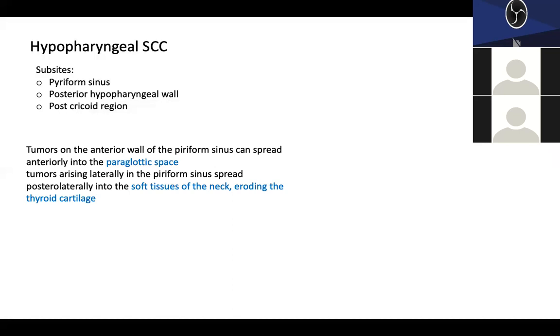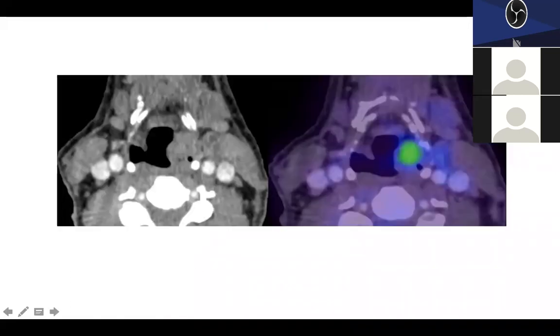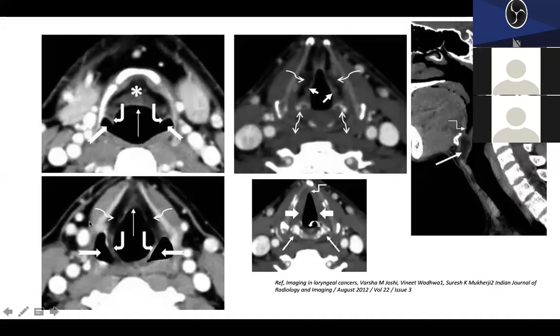So pyriform sinus, it can spread anteriorly to paraglottic spaces, and laterally it can extend into neck tissue by eroding the thyroid cartilage, as we have seen in this image here. From here, it can easily spread anteriorly, it can go into the paraglottic spaces.